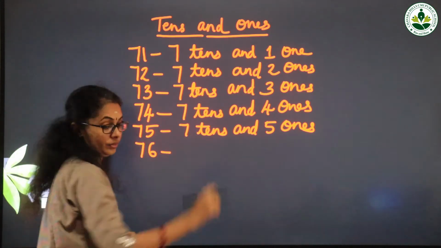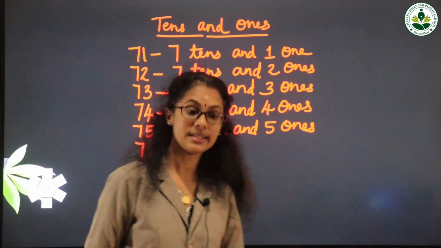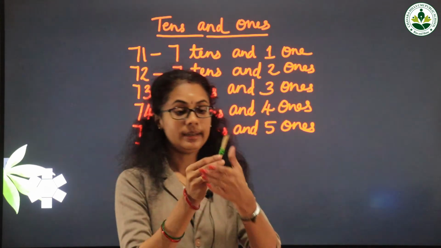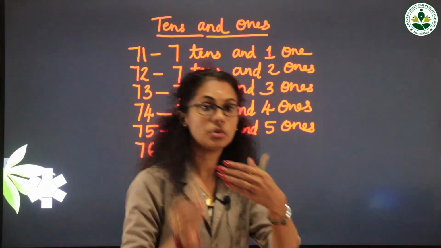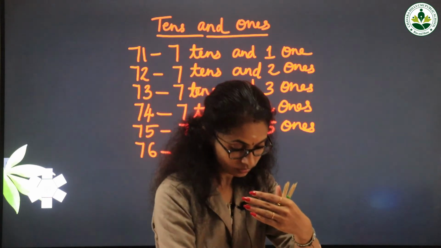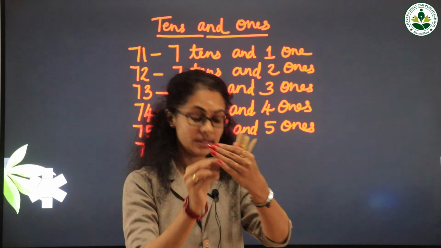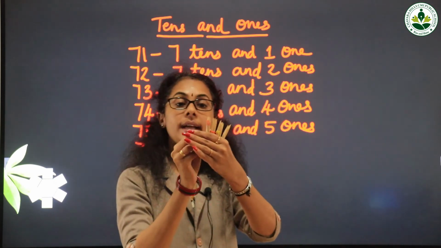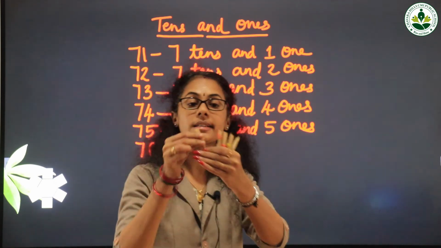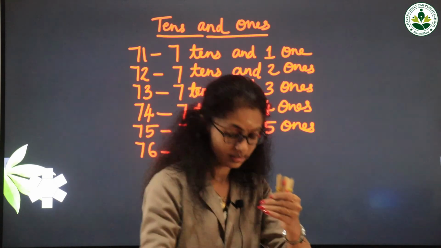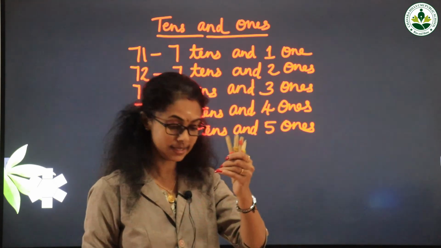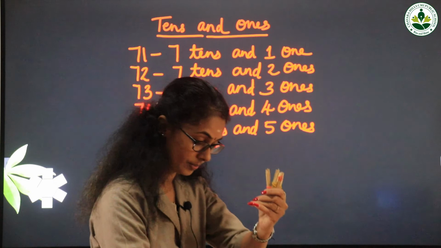Number 76. How many tens and ones in 76? 1 ten, 2 tens, 3 tens, 4 tens, 5 tens, 6 tens, 7 tens. 7 tens are 70.